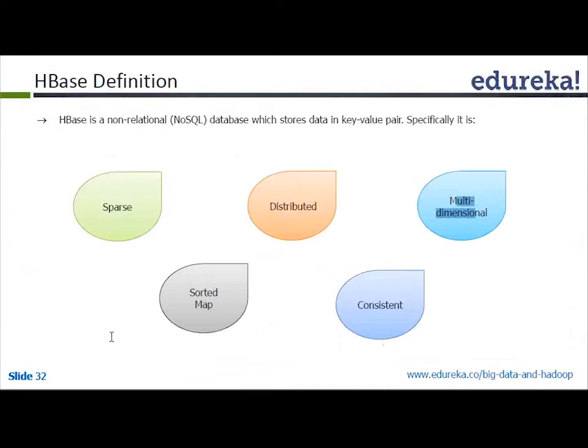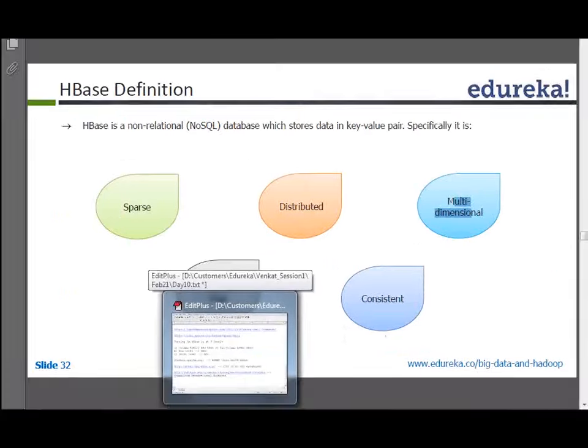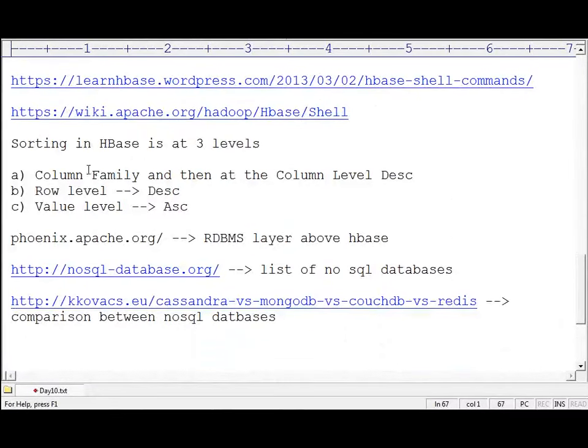So multidimensional is not the 3. Multidimensional would mean you can look at different dimensions. That means you can look at it from a column family and a column level, you can look at it at a row level, and you can look at it at a value level. That is the meaning of multidimensional, not necessarily versions. Version is at a single level. For a single value, you will have 3 levels.